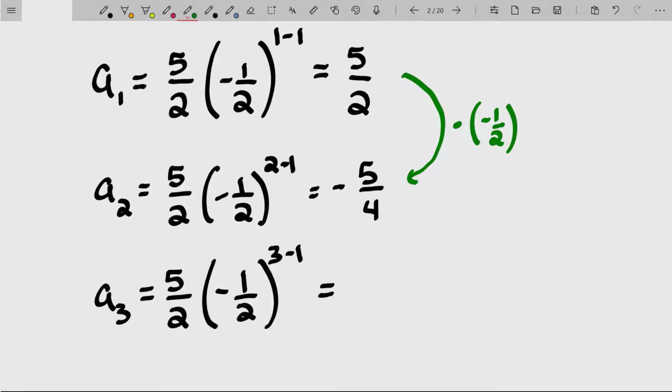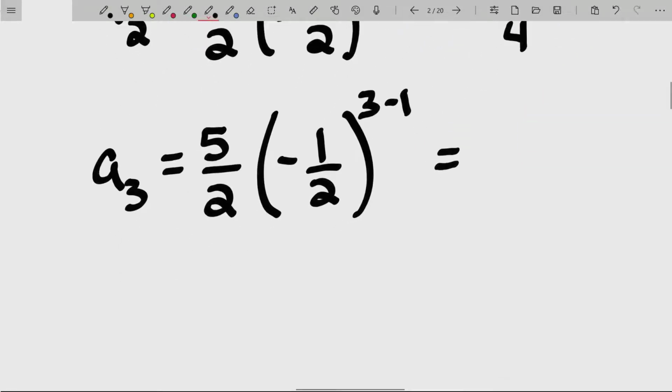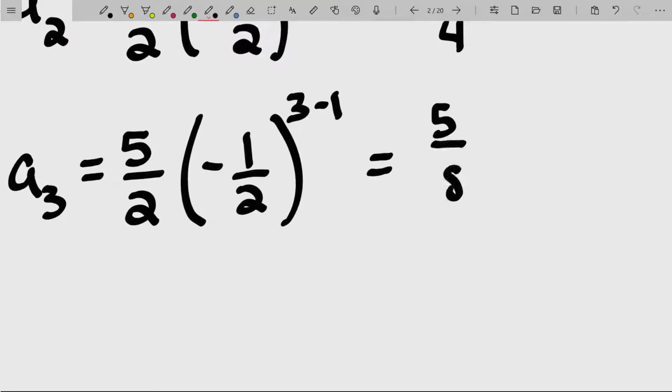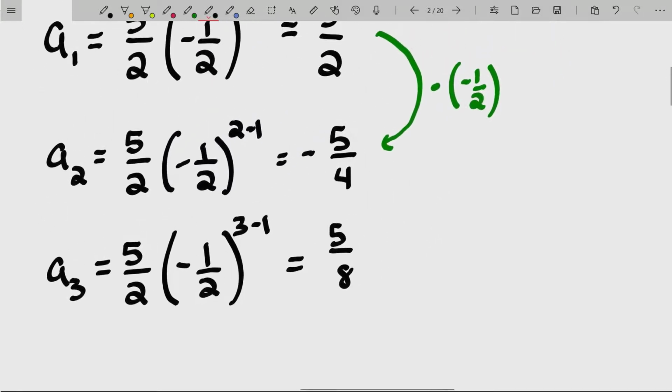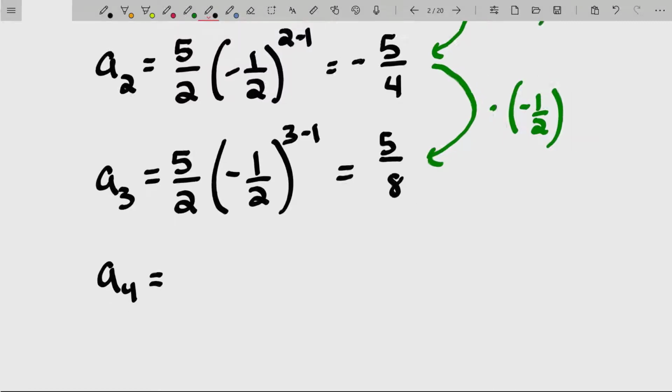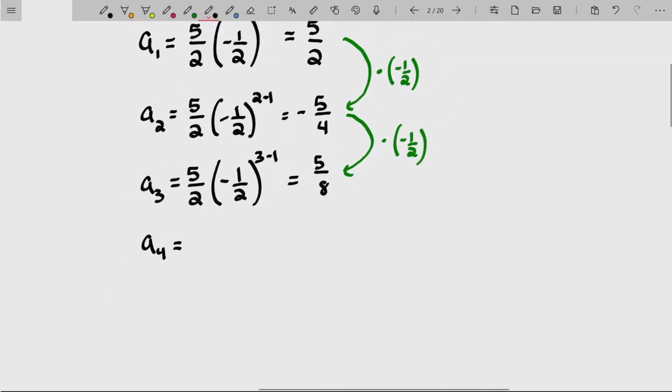So if you were to compute this a sub 3 right here, you'd have negative 1 half being squared, which is 1 fourth, times 5 halves, and so you'd have 5 over 8. But if you take a look at what would have happened had we just multiplied the previous term by a negative 1 half, you would have gotten a positive 5/8. And so that's kind of a shortcut to listing out terms. And that's kind of why in a textbook, they'll ask you to list out a few terms so you can see the pattern that all you're doing is multiplying.